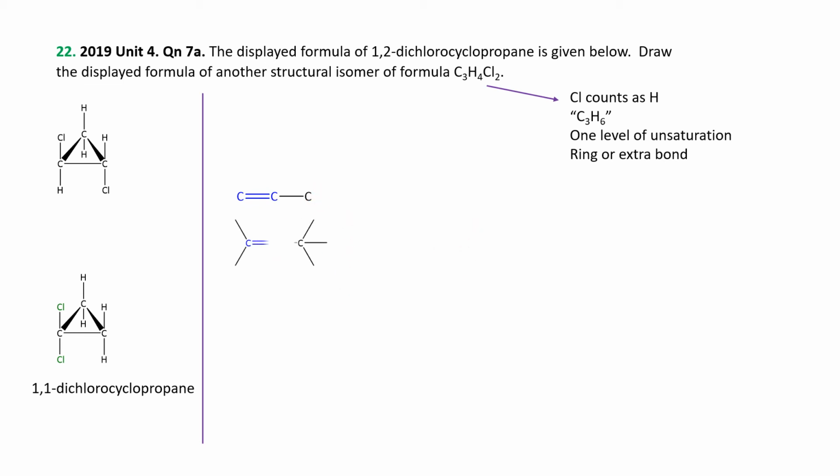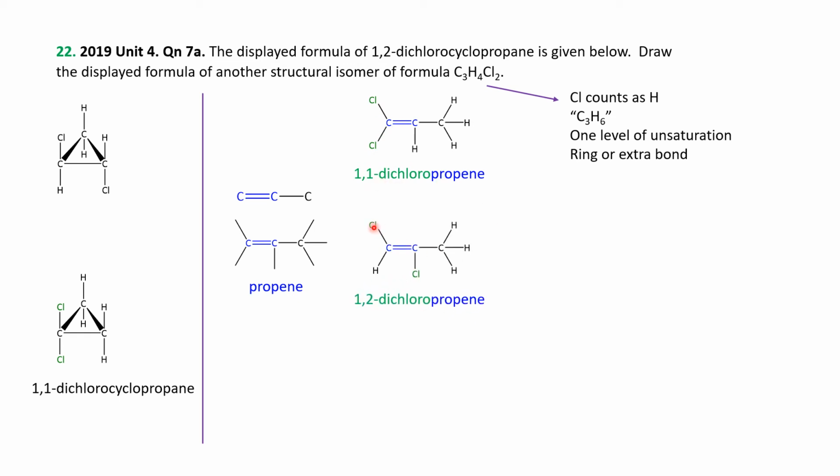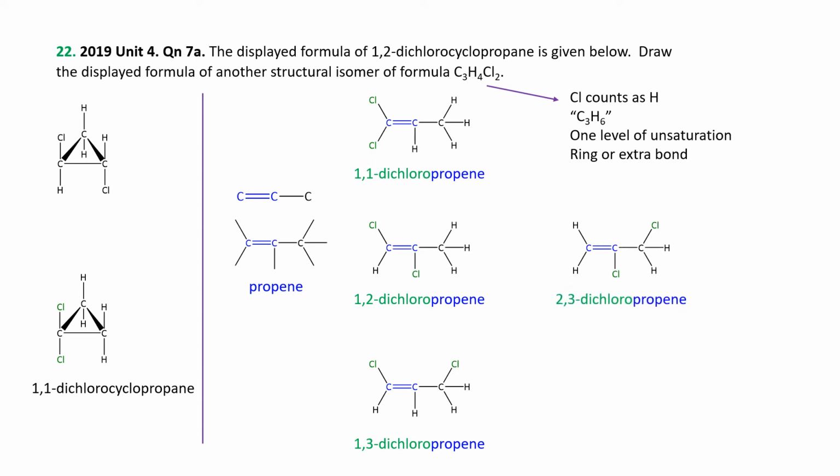But now we've got to throw 2 chlorines onto this. We can have both chlorines on carbon 1, so 1,1-dichloropropene; 1 on carbon 1 and 1 on carbon 2, so 1,2-dichloropropene; 1,3-dichloropropene; 2,3-dichloropropene; or 3,3-dichloropropene. Okay, so 5 different double bond structural isomers and 1 extra ring isomer.